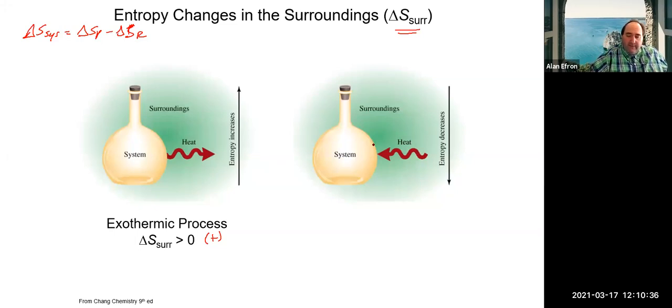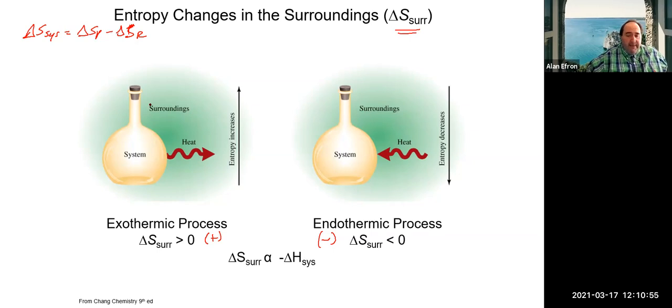And in an endothermic process, we would expect the surroundings delta S to be negative, or more increasing the order. So there is a relationship between the delta S of the surroundings and the enthalpy value of the system. And that means that the delta S of the surroundings is proportional to minus the delta H of the system. So what does that mean?